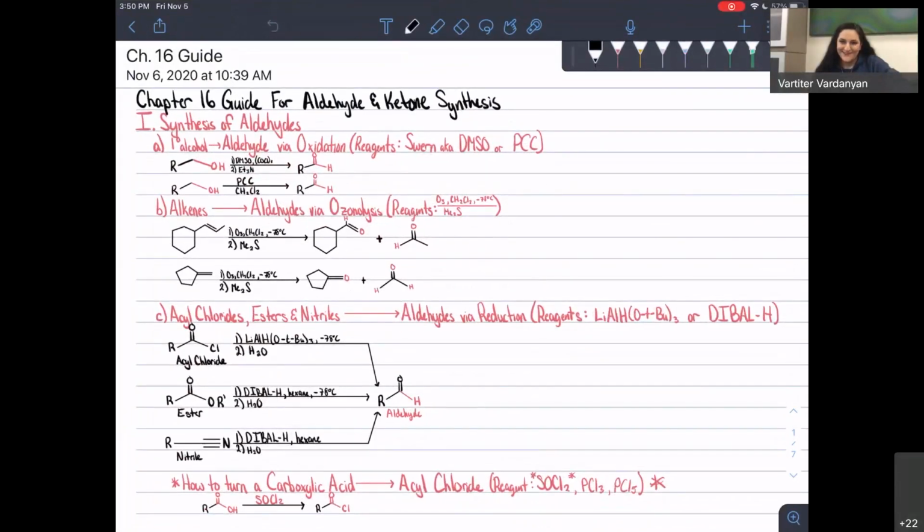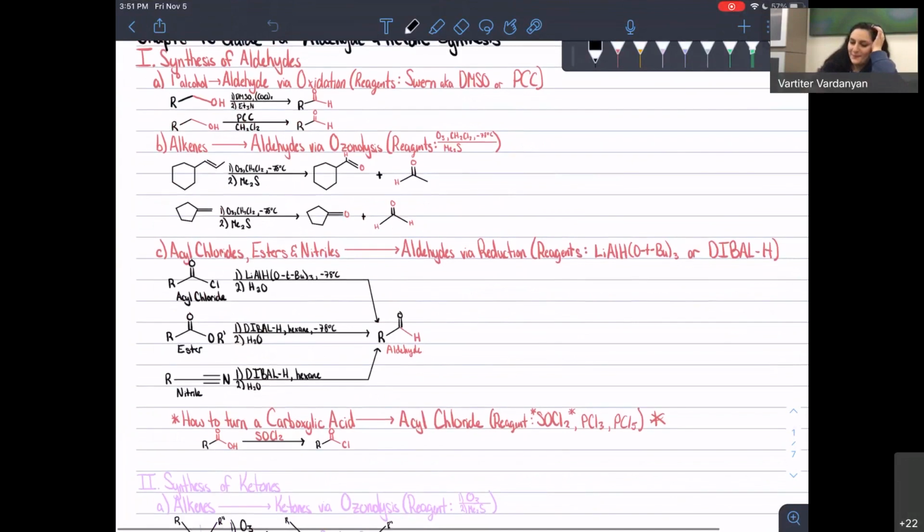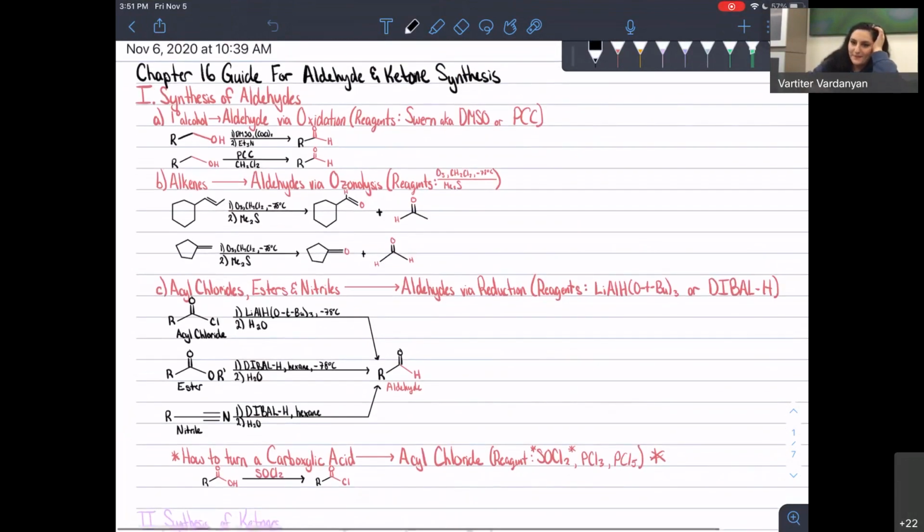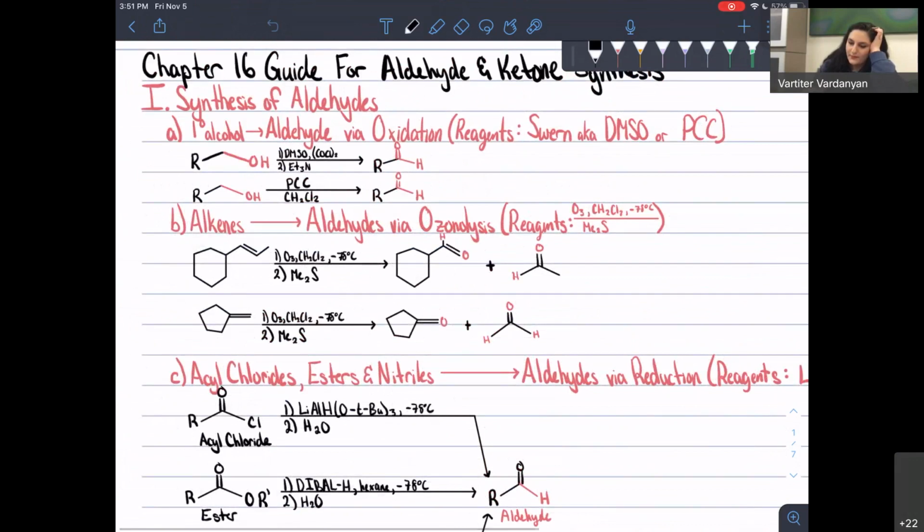Okay. All right. So in this guide I made for you guys for chapter 16 that I'm going to re-upload, here's every single thing that you need to know about synthesizing aldehydes. There are 3 different ways to synthesize an aldehyde. You can do oxidation reactions, which we learned about in chapter 12. So yes, it comes back to bite us in the ass.